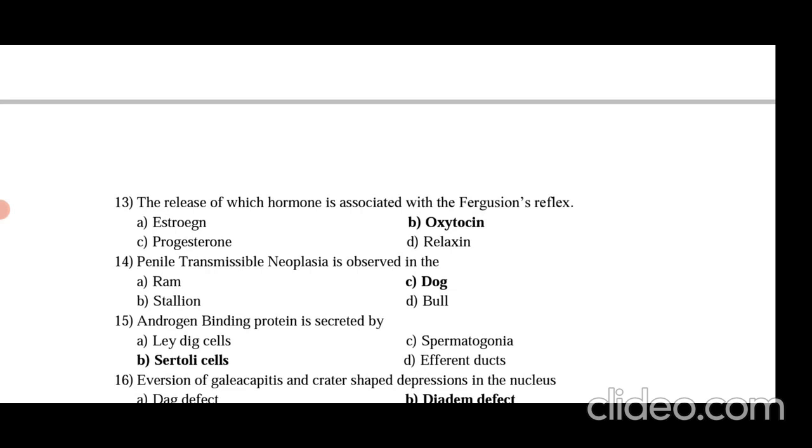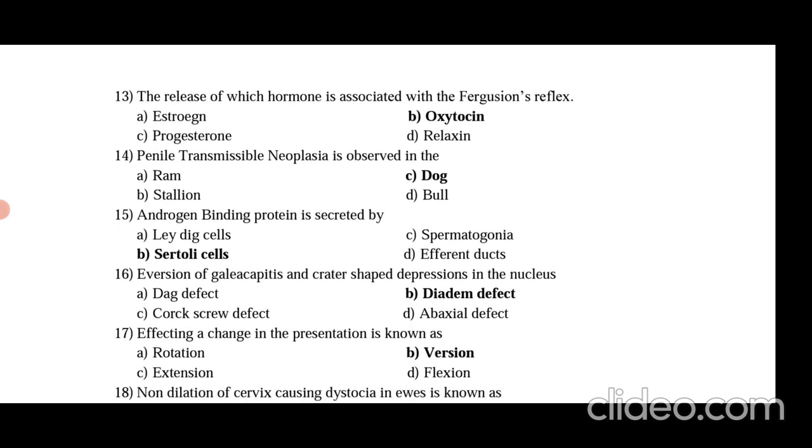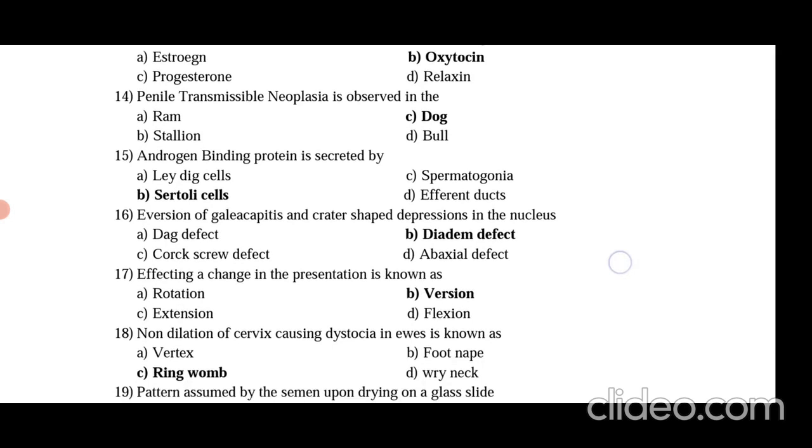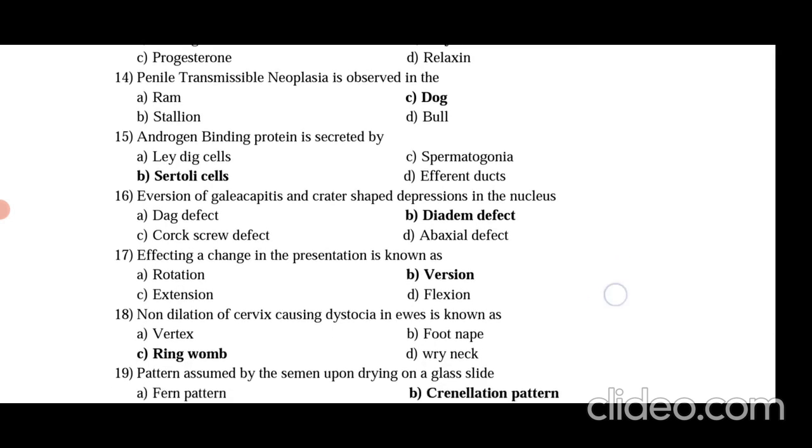Penile transmissible neoplasia is observed in the dog. Androgen binding protein is secreted by Sertoli cells. Evasion of galea capitis and crater-shaped depression in the nucleus is diadem effect. Effecting a change in presentation is known as ovarian. Non-dilation of cervix causing dystocia in ewes is known as ringwomb.